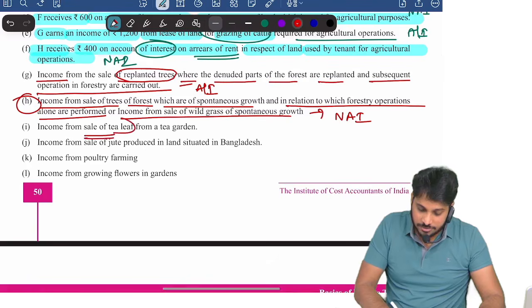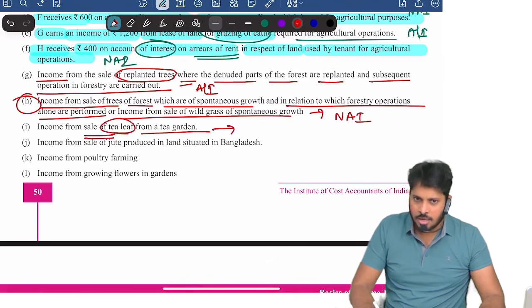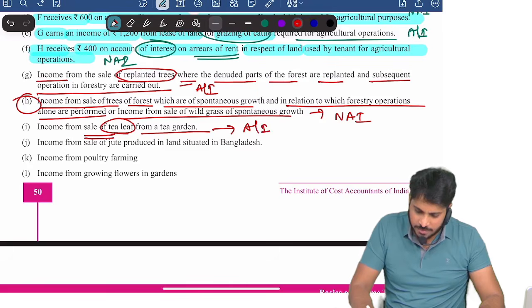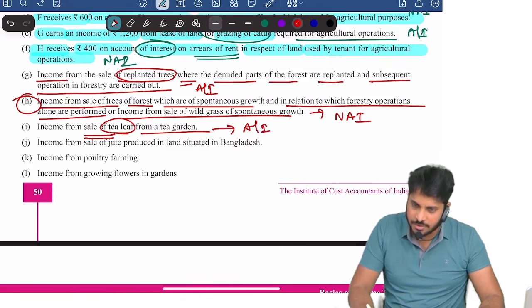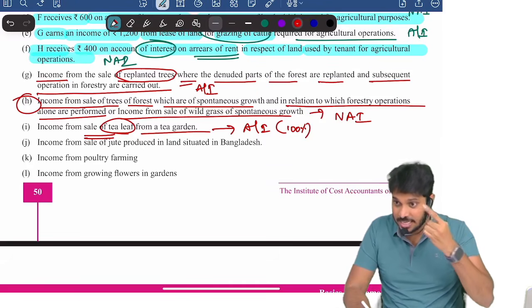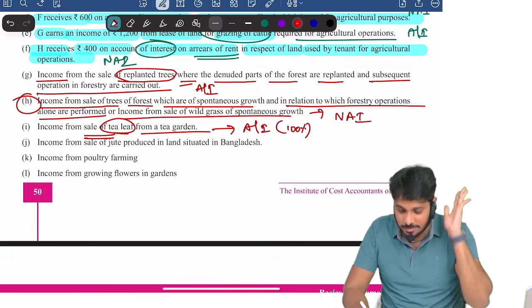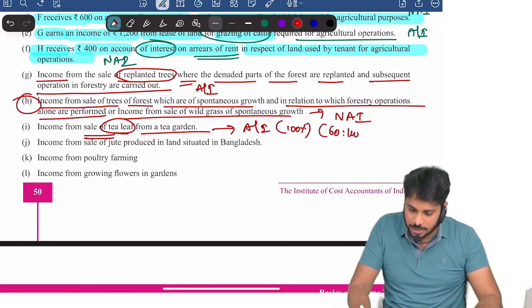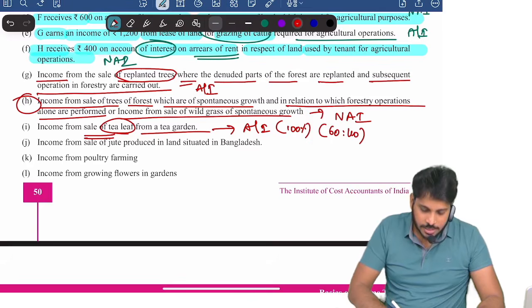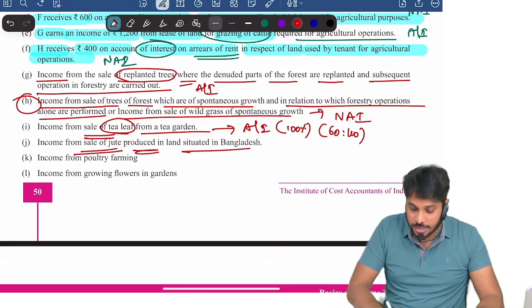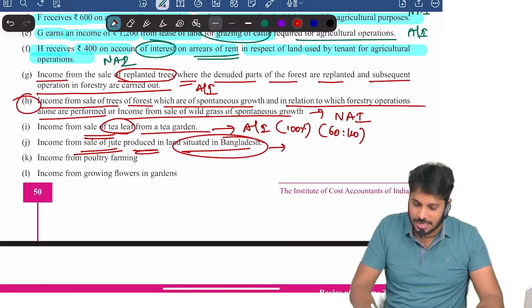Income from sale of tea leaf from tea garden, yes, agriculture income. Here manufacturing is probably not there, only the leaf was sold, so 100% is agriculture. If you assume manufacturing is there, 60% is agriculture and 40% is business income. So 60 to 40 is the assumption. Correct? Income from sale of jute produced in land situated in Bangladesh.